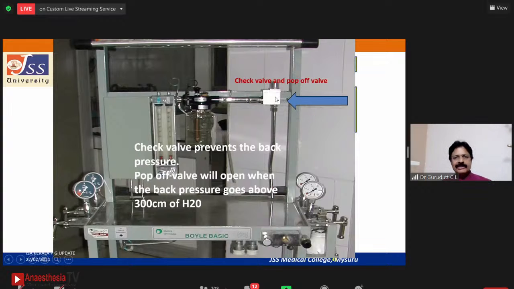Now, what is the importance of this check valve and pop-off valve? Sometimes you may be asked. So the check valve will prevent the back pressure, the pumping effect and pressurizing effect and all those things. That is prevented because of the presence of this check valve. And for this pop-off valve, they may ask you at what pressure it will open, because if there is an obstruction to the forward flow of oxygen from the common gas outlet, there can be a very high back pressure. So usually at 300 centimeters of water pressure, this valve will open.